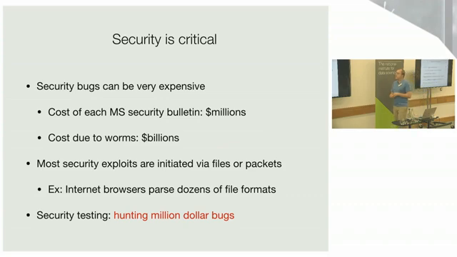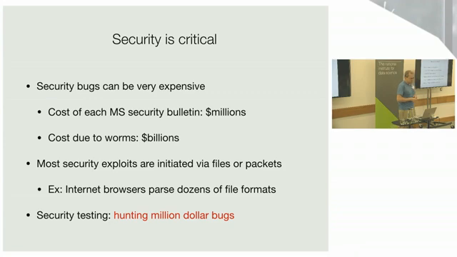For instance, test case generation and bug finding are, I think, one of the most successful applications of Z3, at least in industry. Security is critical. The main point of Sage is trying to find the $1 million bug, right? Here are some numbers. The cost of Microsoft security bulletins is on the order of millions of dollars. The cost of worms sometimes goes to billions, right? And many of these attacks basically try to modify files that your application parses, right? Or packets that your application is going to decode.